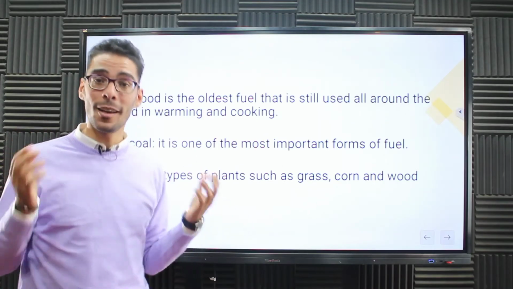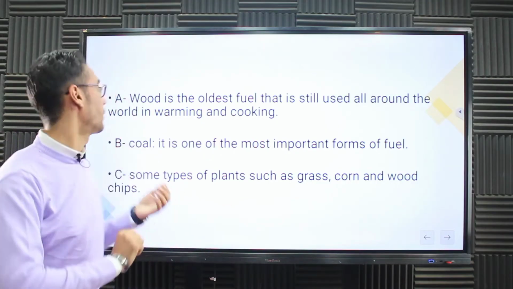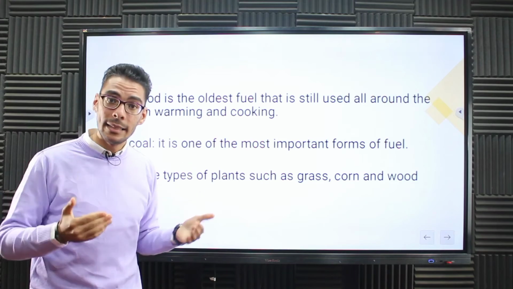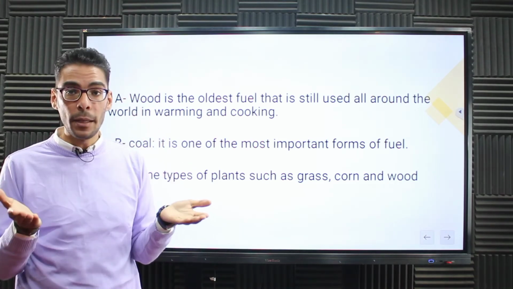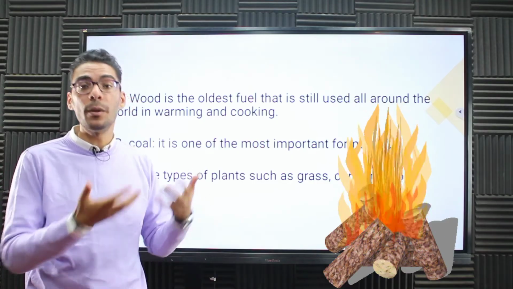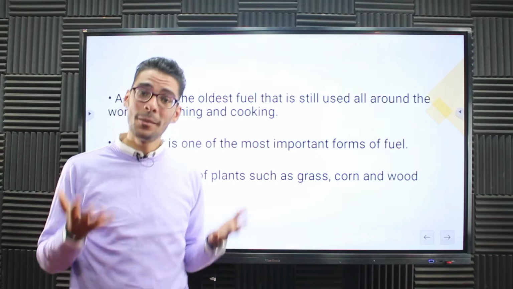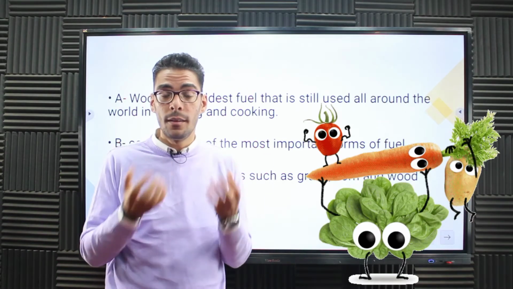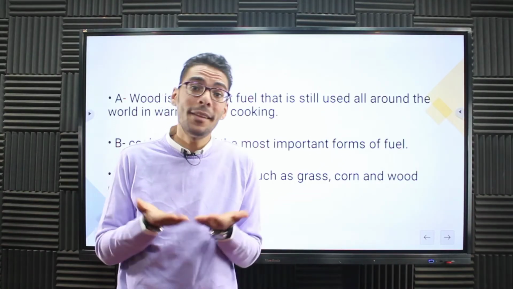I have some notes. I need you to study them because they are really important. Number one, the wood is the oldest fuel that is still used until now. That's the oldest one. And it's really important in many applications, such as burning and generating electricity. Also, warming and cooking. The next note is the plant parts, such as corn, vegetables, and fruits. They are a renewable source of energy because they are limitless and they never end.